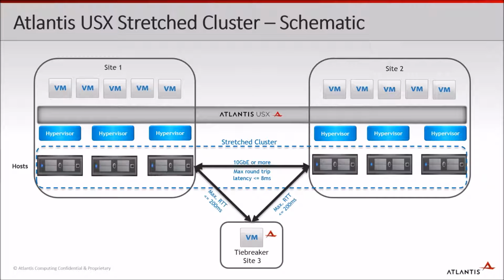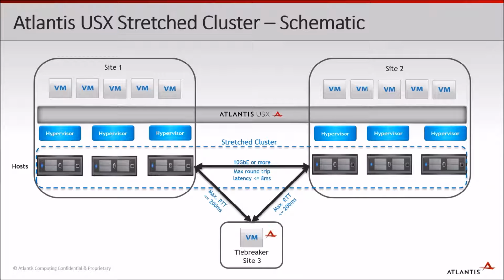And then on top of that, you see Atlantis USX. So essentially, USX, when deployed in a stretched cluster mode, considers nodes across both the sites as essentially local nodes to itself. And then it distributes and stripes its IOs and consumes resources across all the 6 nodes as if they're all local nodes. So those are the 2 sites, site 1 and site 2.